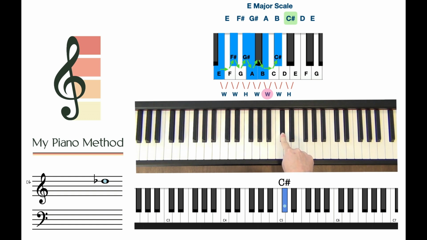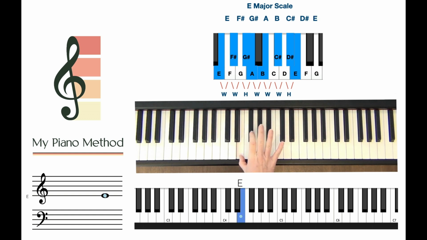Next, we need to look at the D. Is the D sharpened or flattened? So let's look at our formula. It's a whole step. 1, 2. We land here on this D sharp. So yes, it is sharpened. And then our last note is easy because it's the E. And of course, our formula tells us to move up a half step to land on it. And here are the notes of an E major scale. E, F sharp, G sharp, A, B, C sharp, D sharp, E.